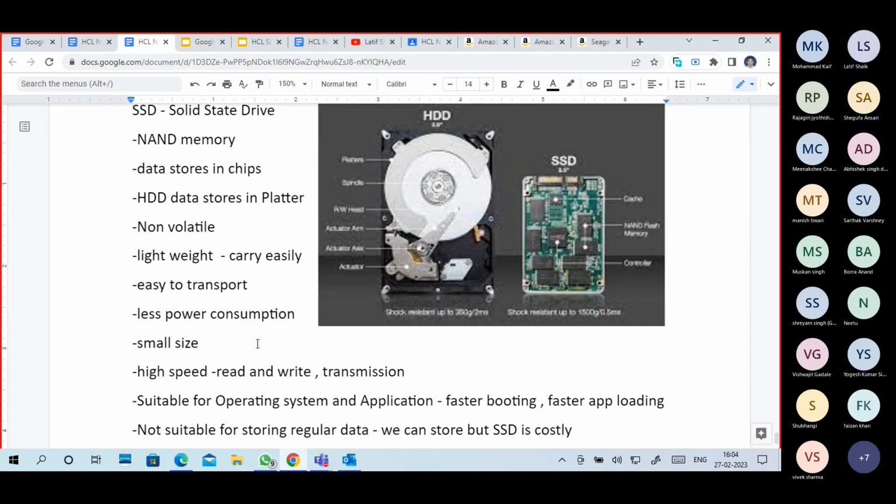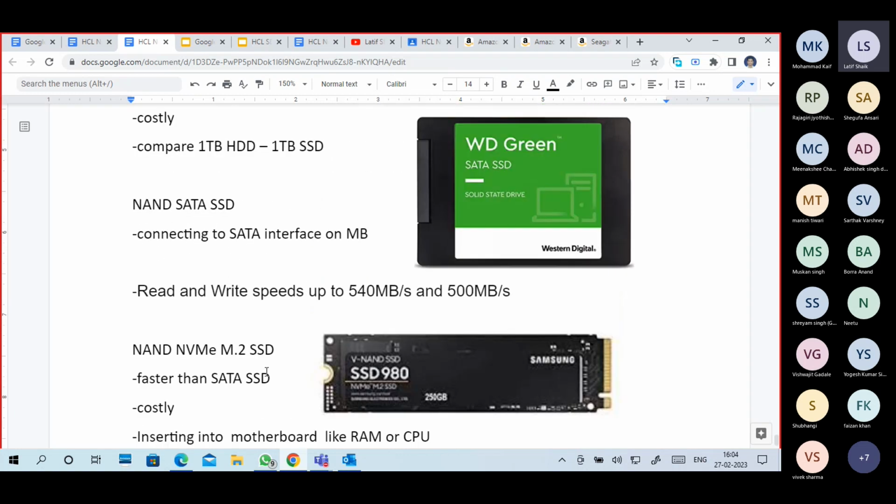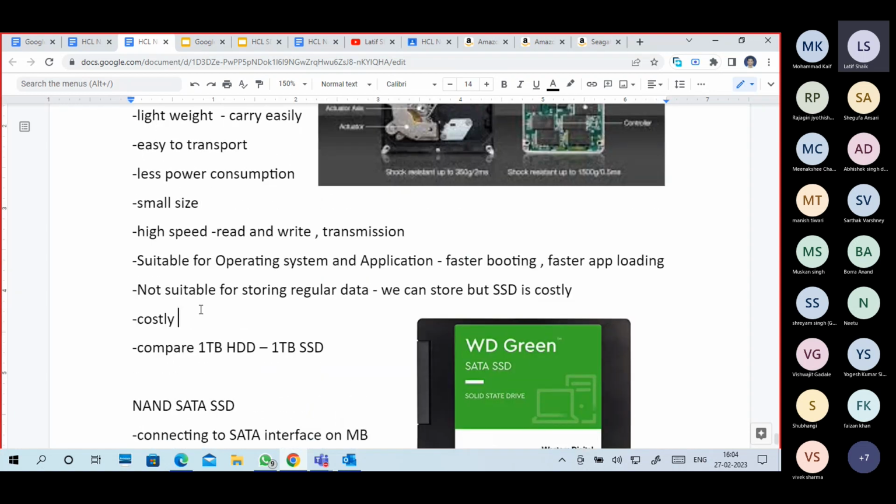Okay. I will tell this one, then we will discuss the difference between hard disk and SSD. Then I will give you a small break. So don't worry.